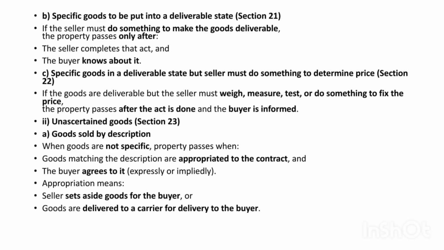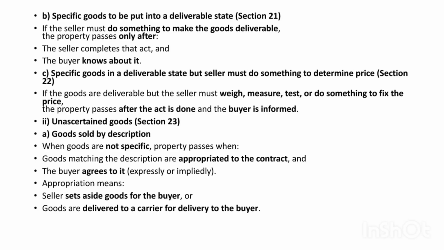Section 23, unascertained goods. These are goods not identified at the time of contract. First one is goods sold by description. That means these are not specific, and property passes when goods matching the description are appropriated to the contract and the buyer agrees to it, either expressly or impliedly. Appropriation means the seller sets aside goods for the buyer, like packing and writing the buyer's name, or the goods are delivered to a carrier for delivery to the buyer.